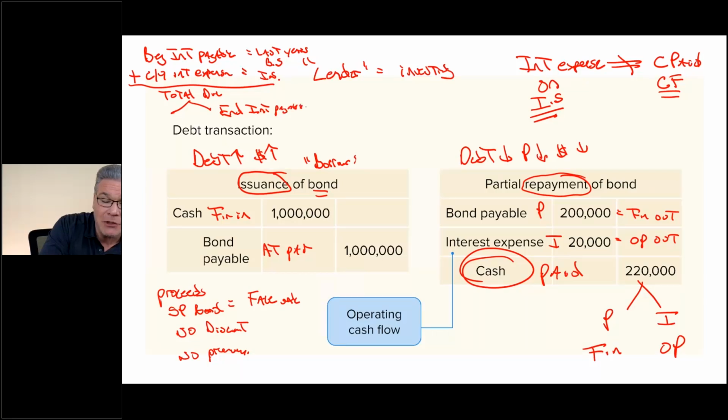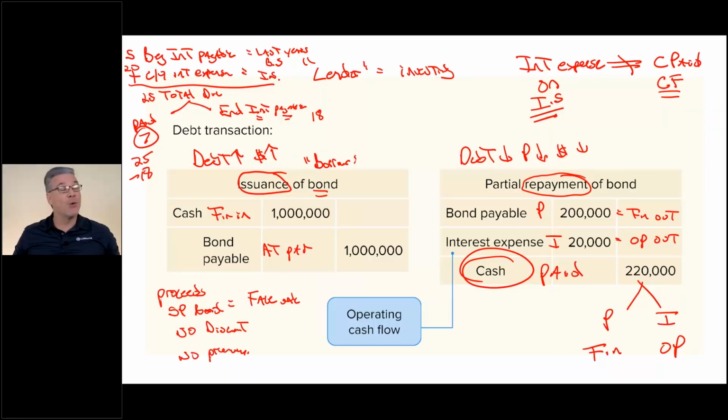Let's say the beginning interest payable was 5. Let's say the current year interest expense is 20. What's the total amount due? 25. Let's say your ending interest payable is 18. Then that means we must have paid how much? 7. 25 minus the 18. All righty, so we always got to be careful. Interest expense is not the same thing as the coupon paid. We're looking for the coupon paid.